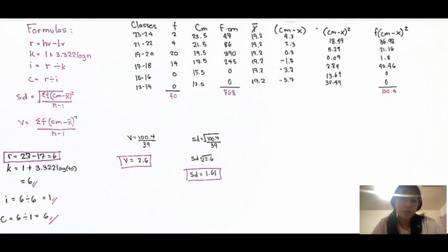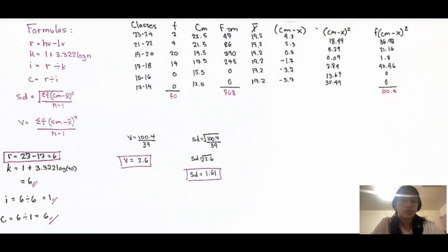Moving on to the group data. This is much more complex since we have to solve for our range. We also need to find k, which is the assumed interval, i being the actual class interval, and c for our classes.